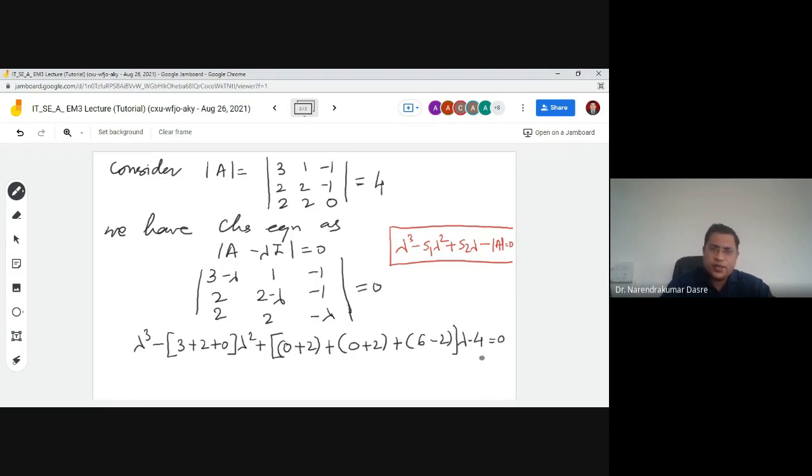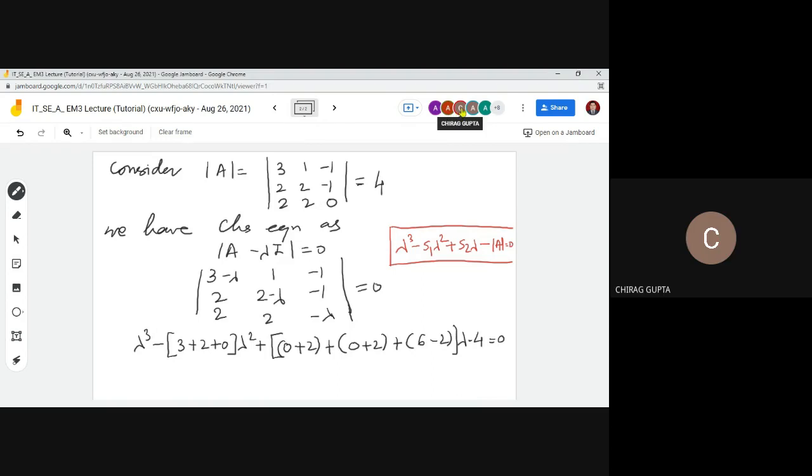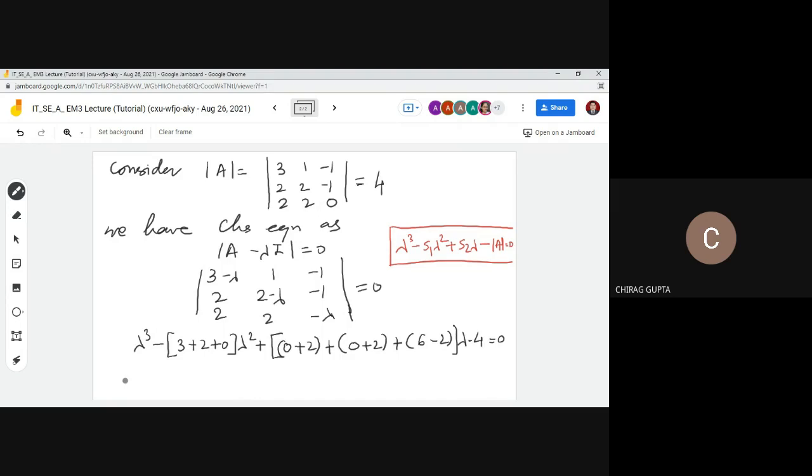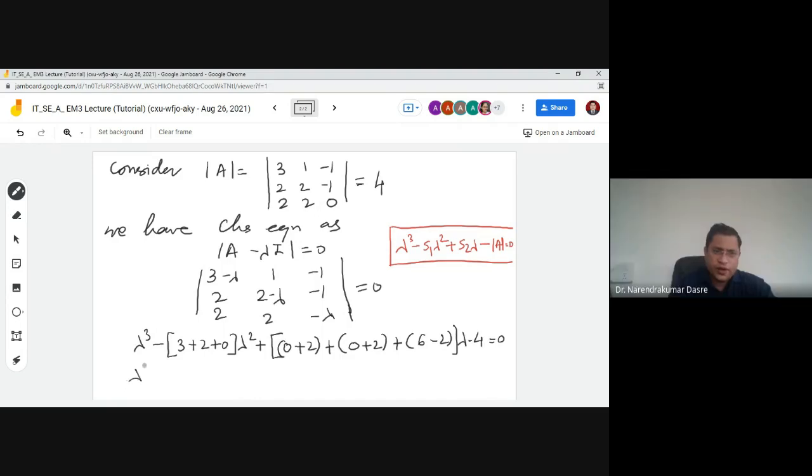Are you getting this equation? Chirag? Yes, sir. You are getting this equation? Yes, sir. Okay. So we get here lambda cube minus 5 lambda square. What you will be having here? This is 2 plus 4 and this 4 is going to be plus 8 times lambda and you will be having minus 4 is equal to 0.